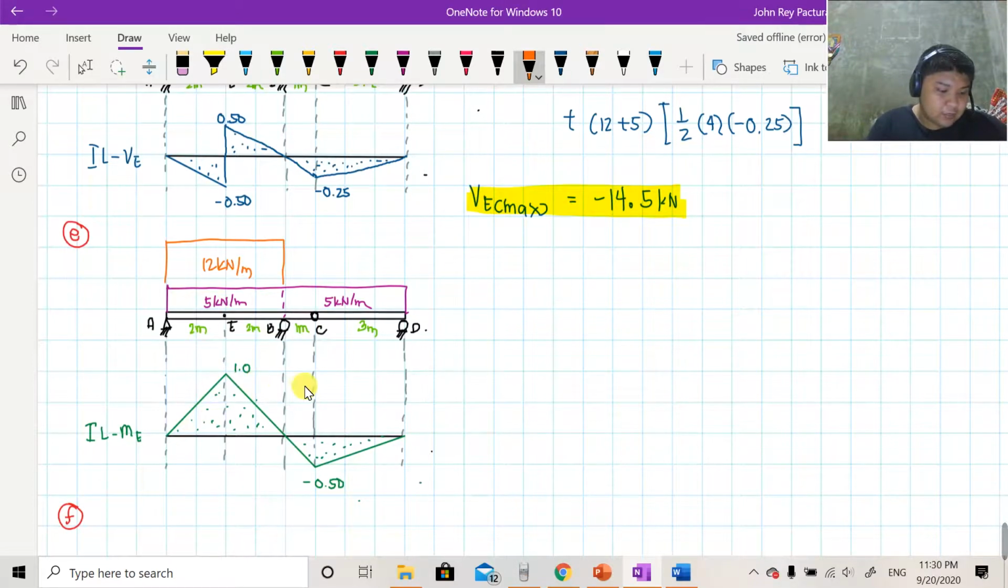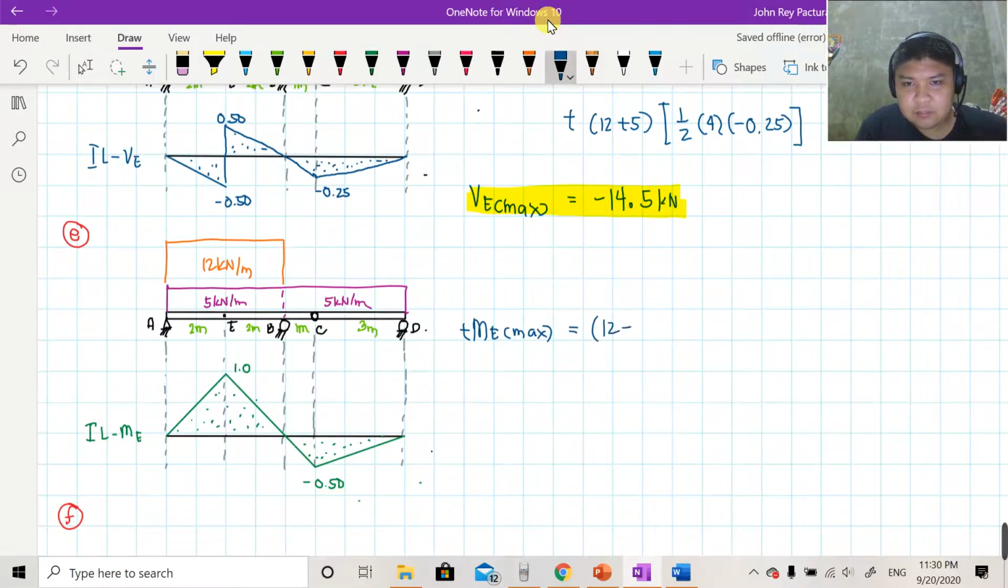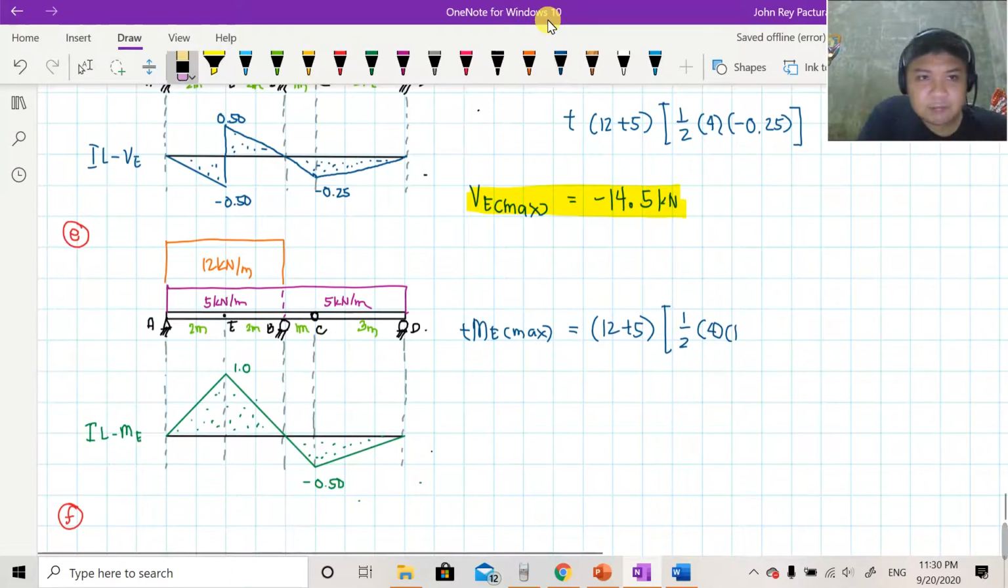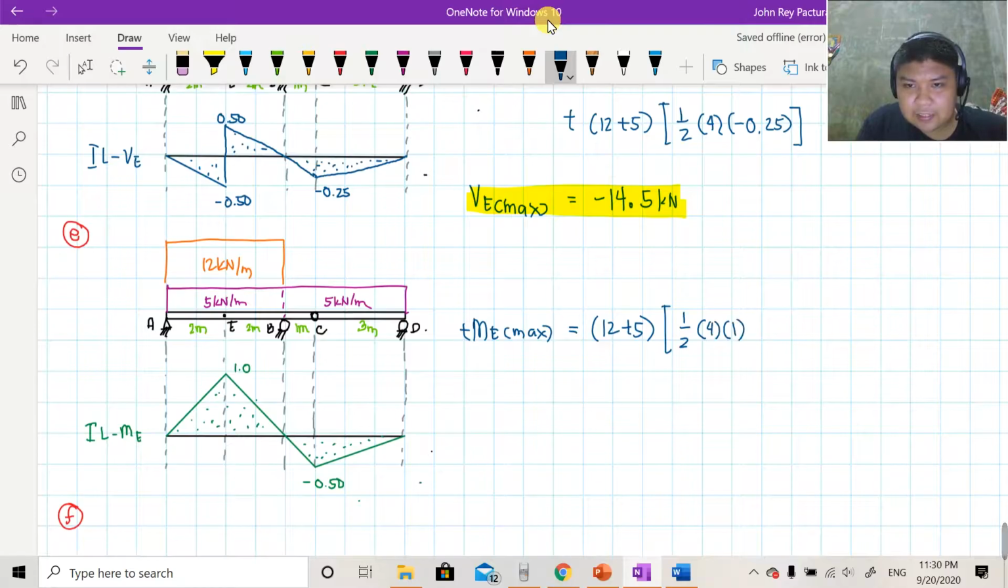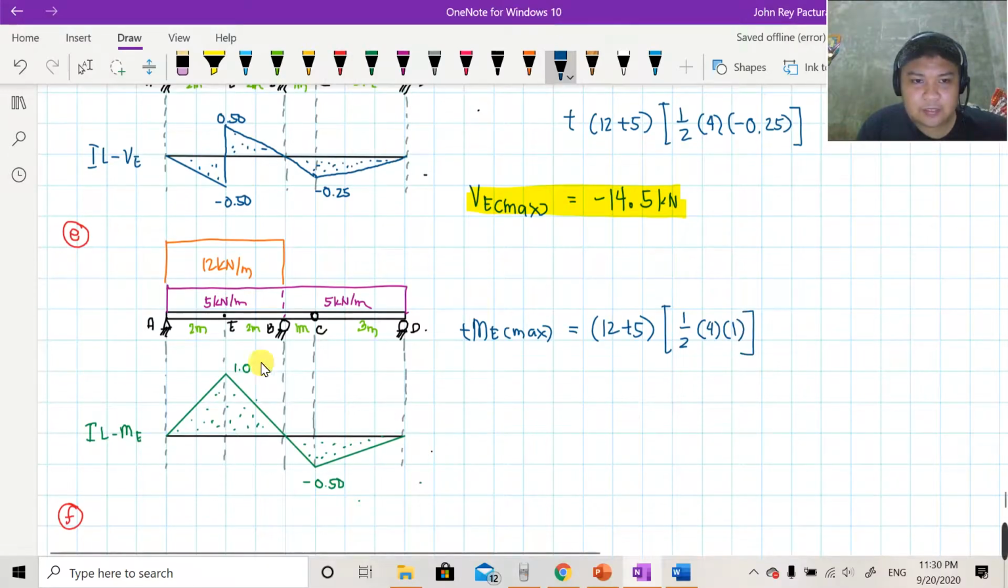So again, all you need to do, class, is to use the principle na ginagamit na natin kanina. So maximum positive moment at E, and that is equal to, unahin ko muna yung 12 plus 5. So that is 1 half. Ang base natin ay 4, ang height natin ay 1. 'Di ba? So baka yung iba nalilito, I am referring to this triangle, no? Ang base niya nga ay 4 meter, ang height niya ay 1.